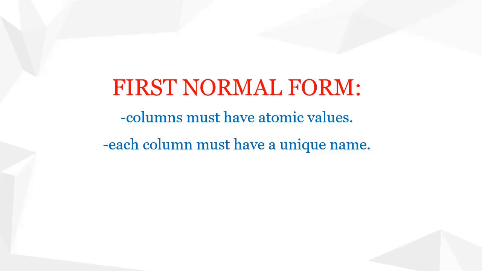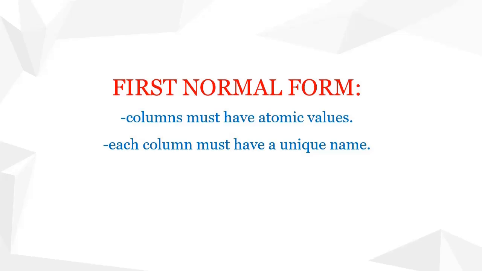Within the first normal form, we basically have 2 rules. The first rule is that each and every column must have atomic values. That is, any attribute or any column cannot have 2 or more values for a single row. Each and every row must have only a single value for a column.